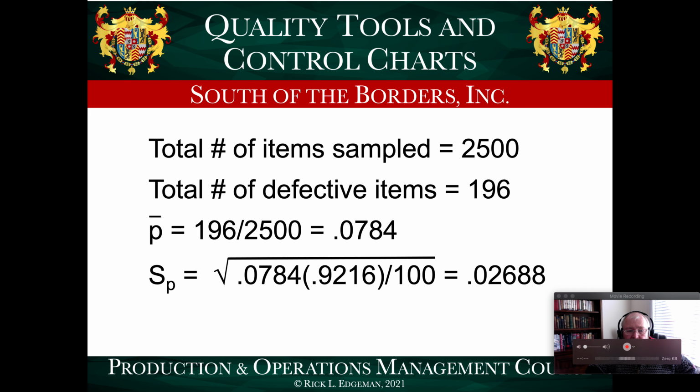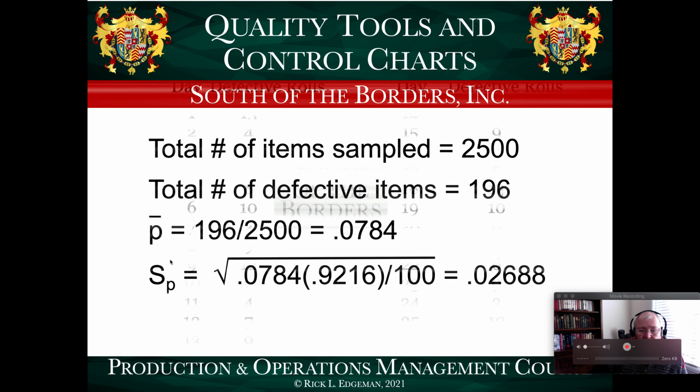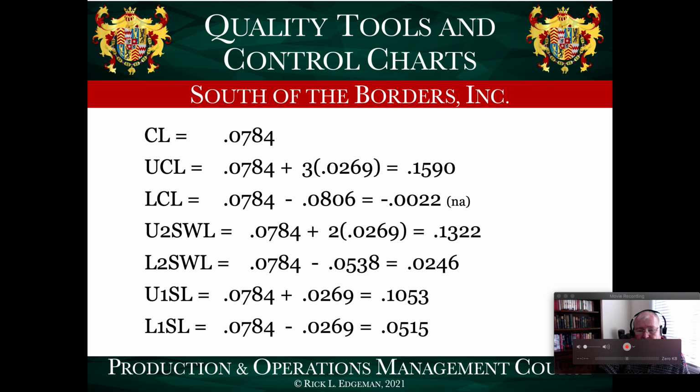Now, what I will tell you real quickly is, what is the coordinate for the lower control line? Well, according to the formula, it's going to be p-bar minus 3 of these. And I don't know exactly what that is, but I can tell you that the calculation itself would go slightly negative. You are not going to have a lower control limit on this chart. You will have the coordinates for the other lines, but you won't have a lower control limit.